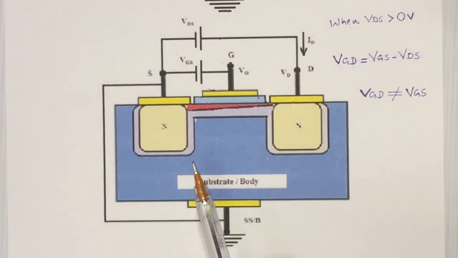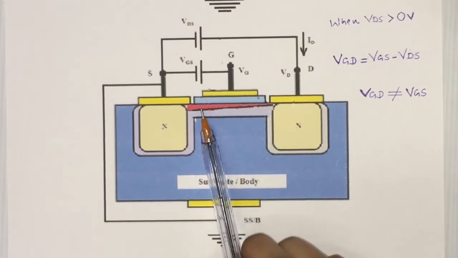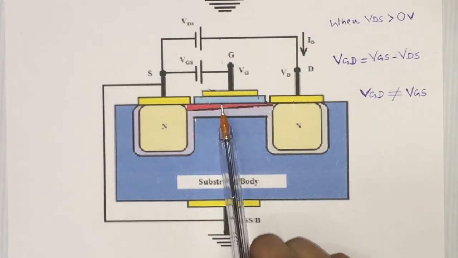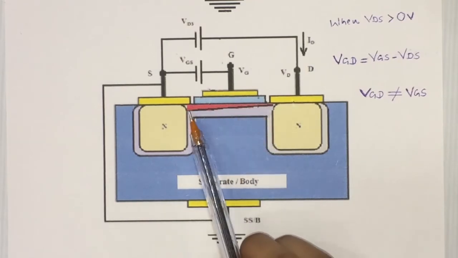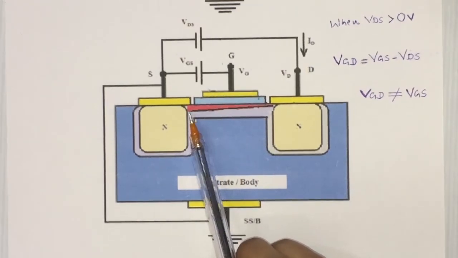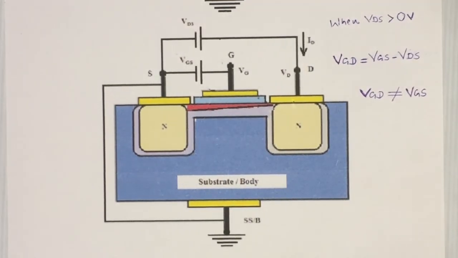So in this figure we can easily observe that the channel shown by the red color is narrower near the drain and wider near the source. So as we increase VDS, we observe that the channel gets narrower near the drain with respect to the source.